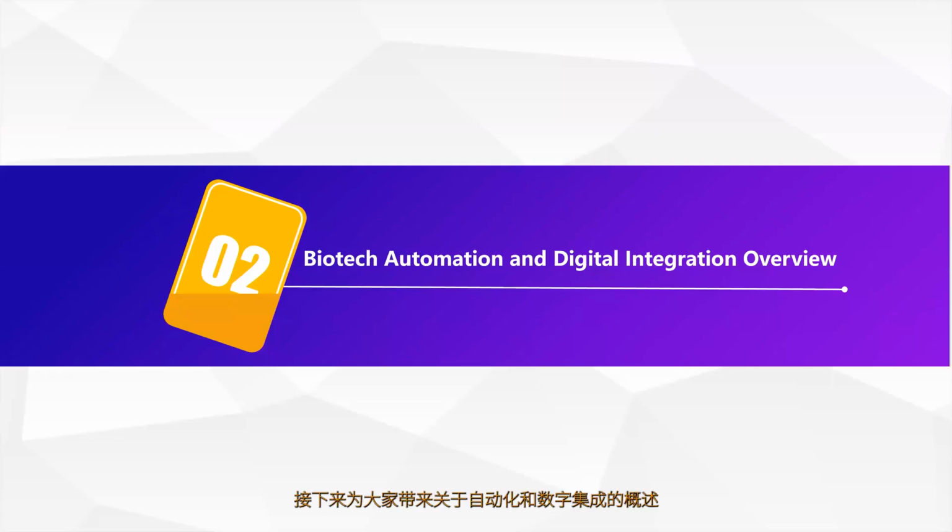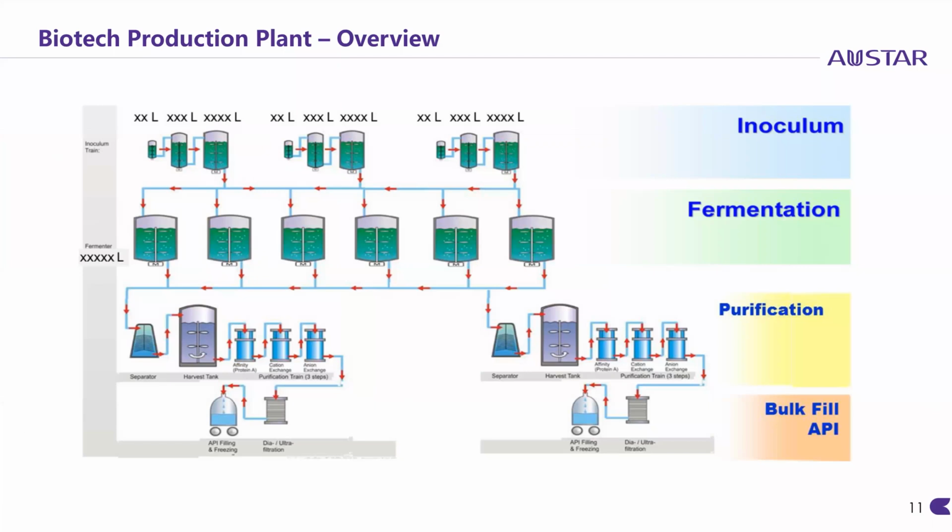So now I would like to give an overview of biotech automation and digital integration. Let's first look at production plants. We normally have four areas. We have inoculum, where we start with the seeds, and then from the seeds we go into ever larger scales.